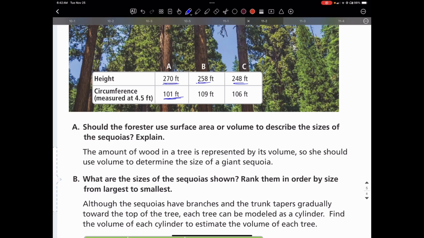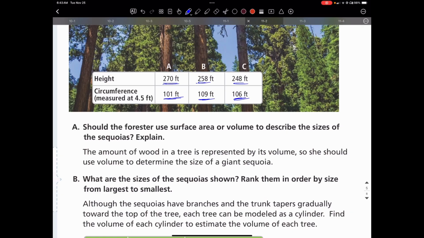Anyway, circumference measured at 4.5 feet, right? So from the base, from the ground, they measure 4.5 feet in the air. And the circumference is 101 feet or 109 feet or 106 feet. Remember, that's the circumference, as if you were trying to hug that tree. That's 101 feet. Think of it this way, if you were going to tie a rope around it, you would need at least 101 feet of rope just for the ends to touch. That's probably a better explanation.